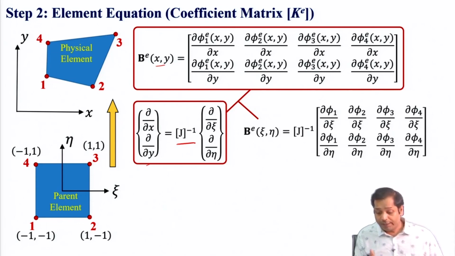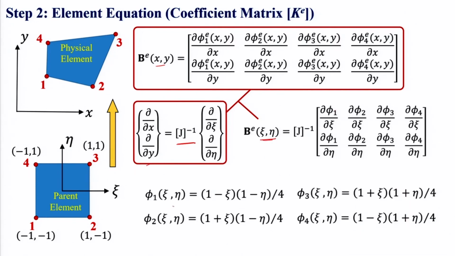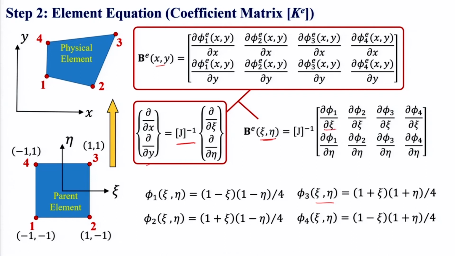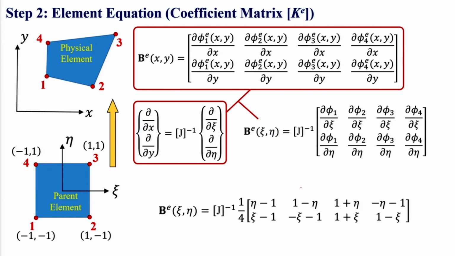So b in terms of xi and eta can be represented like this, and we already know these are the shape functions phi 1, phi 2, phi 3, phi 4 in terms of xi and eta coordinates. And if we substitute the del phi del xi and del phi del eta from this, we'll get an expression like this. So this will be the B written in terms of xi and eta. Now in this expression, we need to find out what is the inverse of Jacobian.